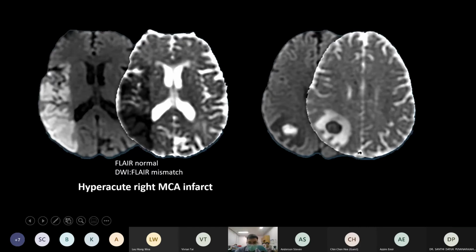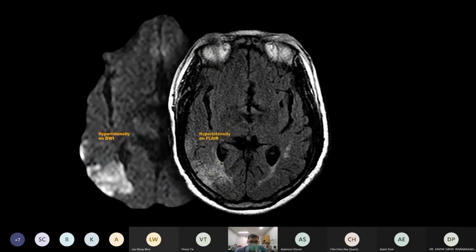Okay, this is what we know as most likely a right cerebral abscess with vasogenic edema. So how to know that? This is another example. If this is a DWI and this is a FLAIR sequence, as you can see, in FLAIR there's a hyperintensity and in DWI also hyperintensity.